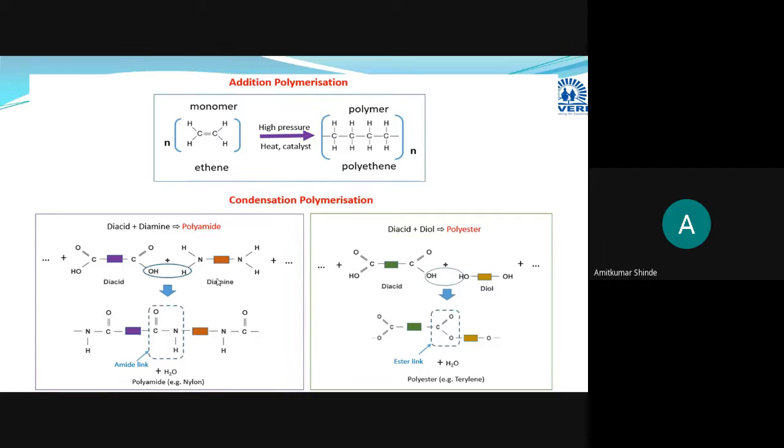In the next session, we will discuss the testing methods which are conducted on the plastic material to check their properties, and we will discuss some applications of the plastic material.